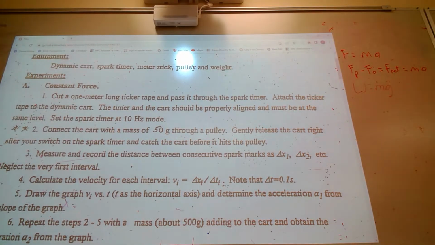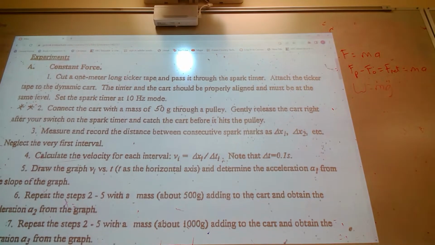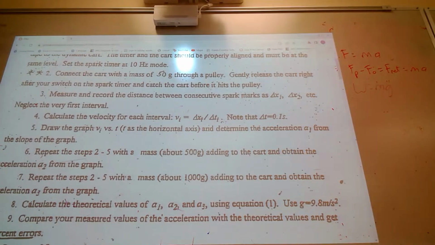6. Repeat the steps 2 through 5 with a mass about 500 grams, adding to the cart and obtain the acceleration from the graph. 7. Repeat the steps 2 through 5 with a mass about 1,000 grams, adding to the cart and obtaining the acceleration a3 from the graph. 8. Calculate the theoretical values of a1, a2, and a3 using the equation using g equals 9.8 meters per second squared. 9. Compare your measured values of the acceleration with theoretical values and get the percent error.